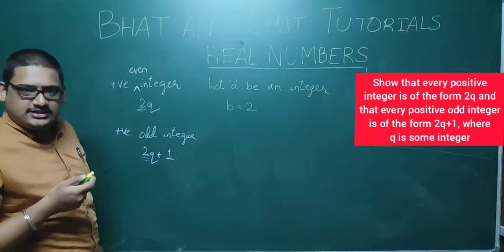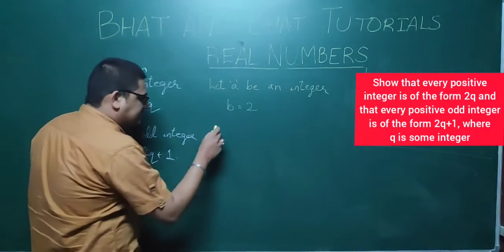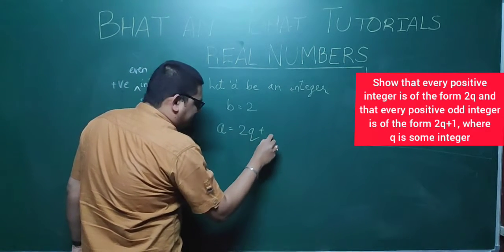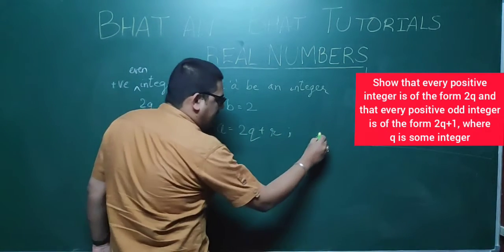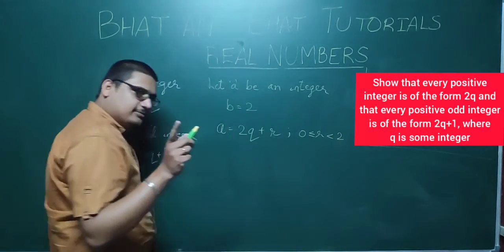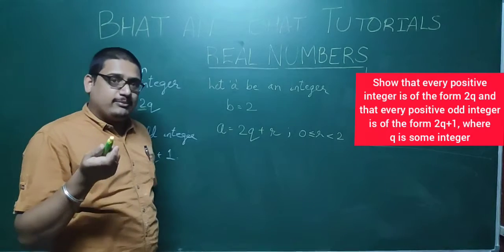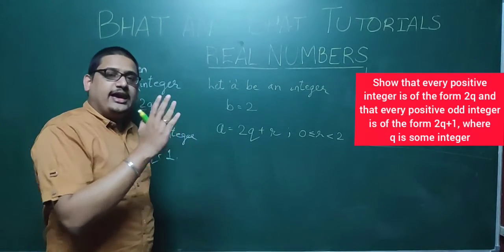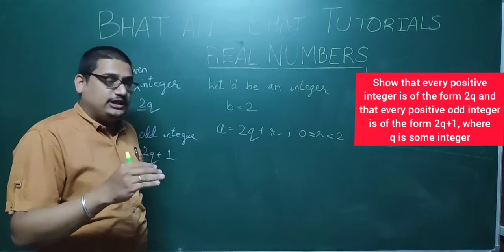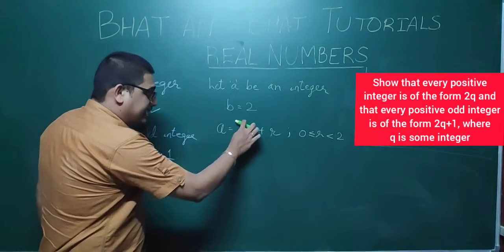Now use the Euclid's division lemma statement. I can say that a is equal to 2q plus r, where r is greater than or equal to 0 and less than 2. Correct? Let me remind you what the statement is: a is equal to bq plus r, where r is greater than or equal to 0 and less than b.